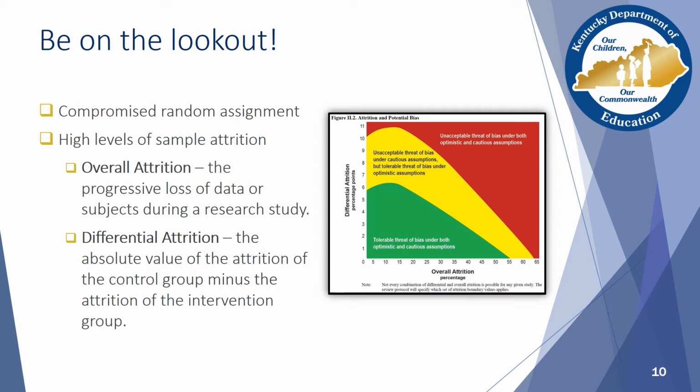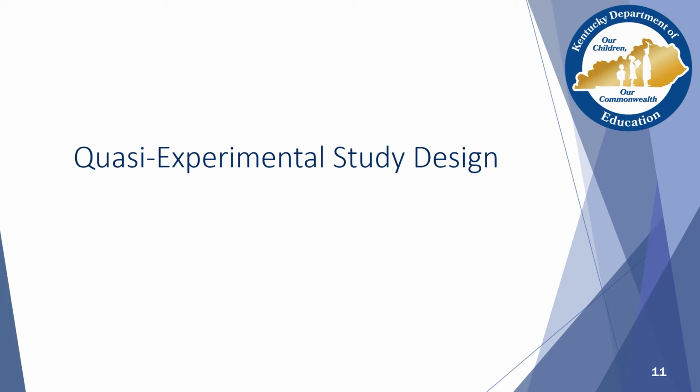Bias created by a compromised random assignment or high levels of sample attrition can be addressed through statistical adjustments by the study authors, or may be treated as a quasi-experimental study. Next, we will explore the characteristics of the quasi-experimental study design.